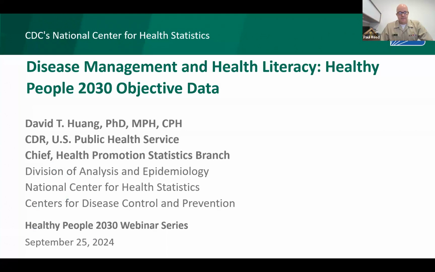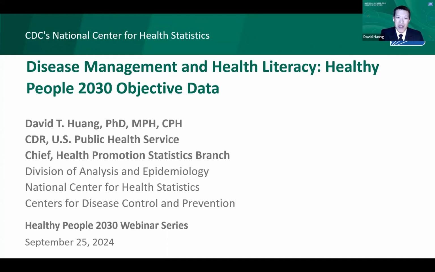Now, I'm really looking forward to hearing the conversation today among our partners from the American Diabetes Association and the Association of Diabetes Care and Education Specialists. I think we will learn a lot about how these Healthy People 2030 objectives are put into action. First, however, I'm going to turn it over to NCHS to give us an update on the data associated with these three objectives. David, Commander Huang, I'll turn it over to you.